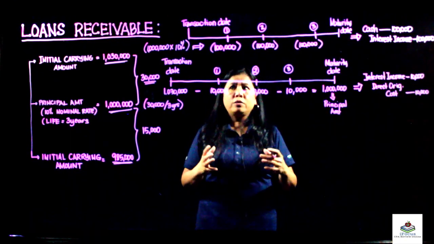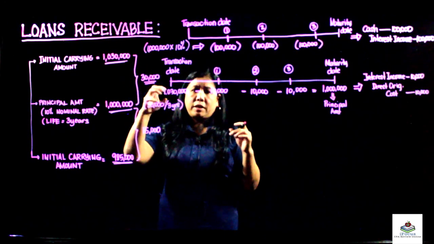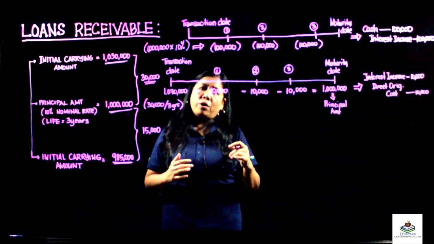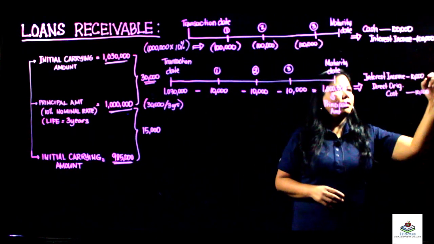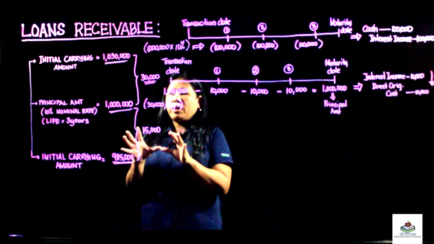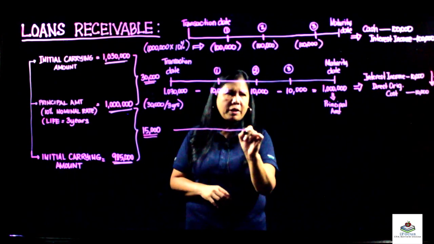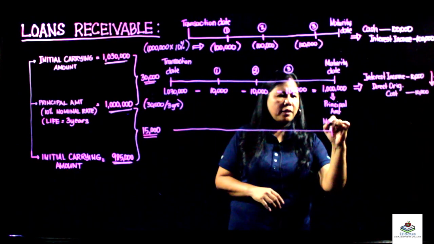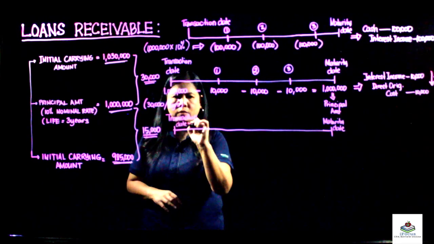So all in all, the effect of this premium of 30,000 is a decrease on our interest income. So the effect is decrease on income. Let's amortize our 15,000 discount. Let me draw my line here, or my timeline. This is your maturity date and this is your transaction date.